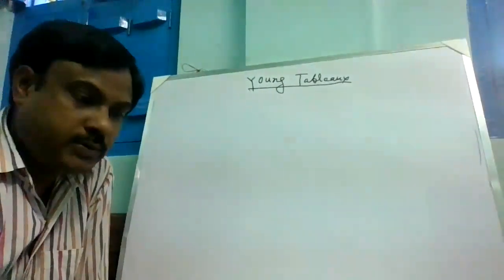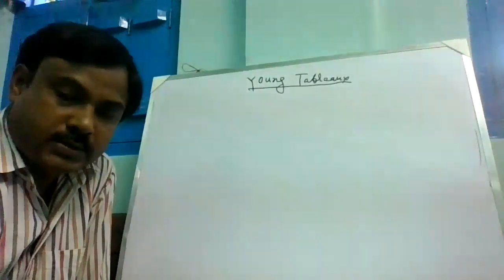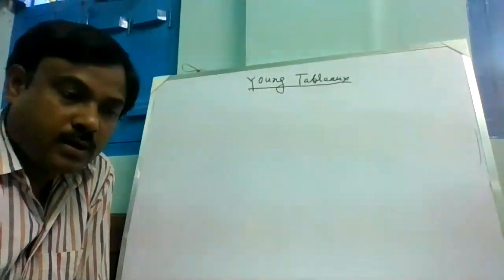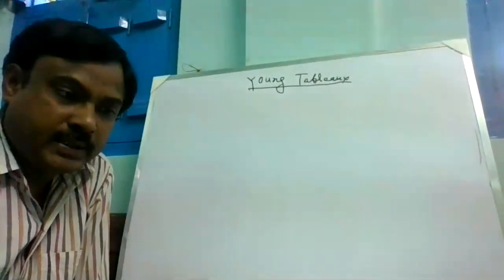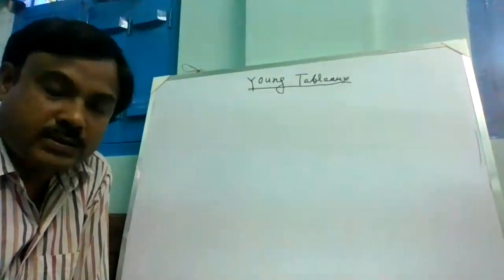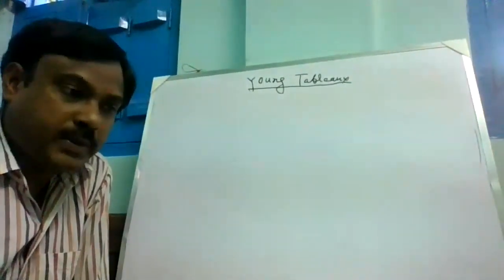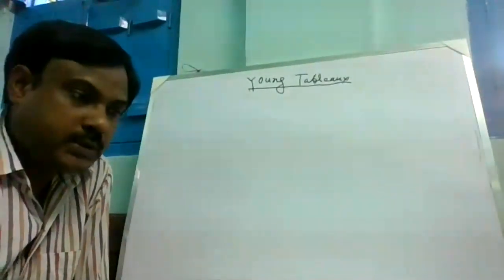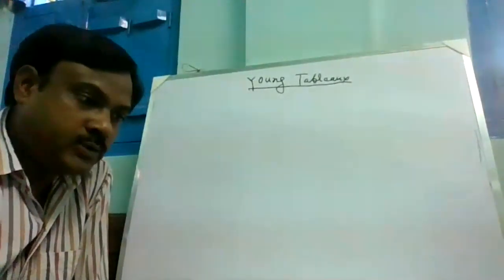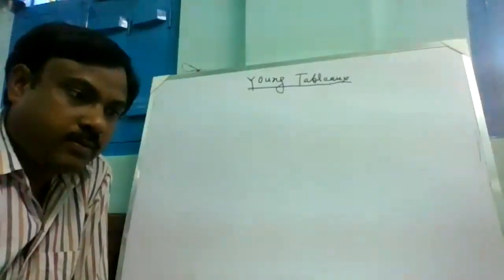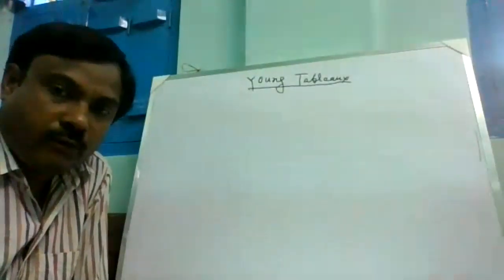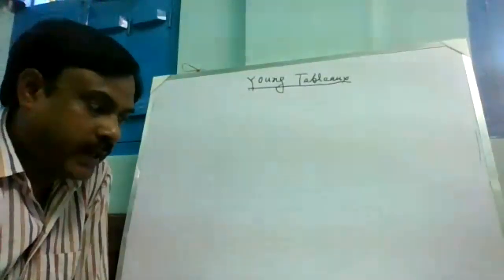Today I am going to talk about Young Tableaux. This is a shorthand method for representing the product of two fundamental representations, or any other representation, as a sum of other representations. So, in short, Young Tableaux is a technique of representing all irreducible representations arising from the product of two representations of the group. The process for Young Tableaux is as follows.